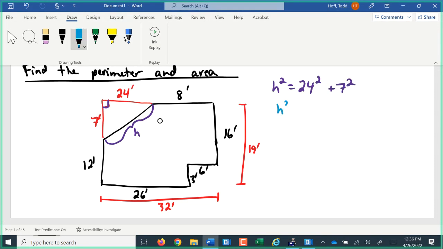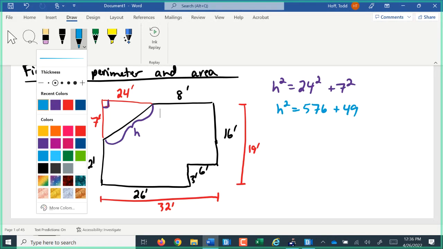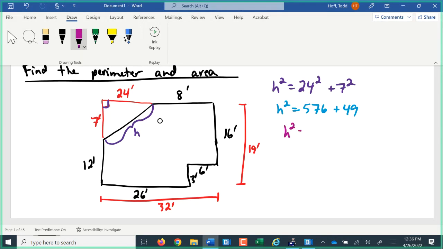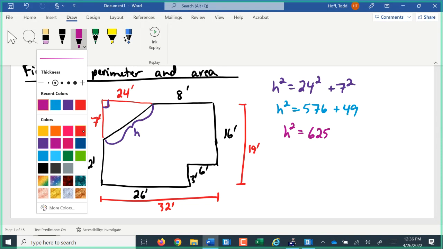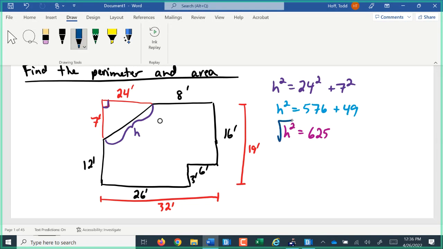So what is 24 squared? 576. What is 7 squared? 49. If I add those together, 625. So h squared equals 625. Then what? Square root. Square root of 625 is 25. So this is 25 feet here.